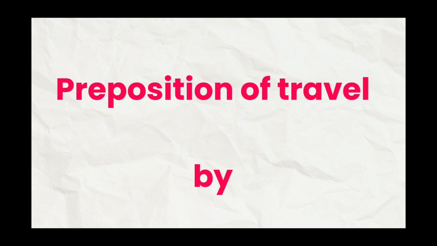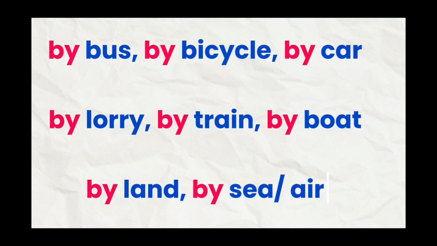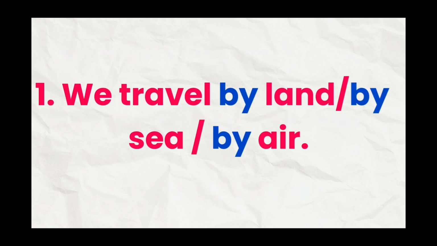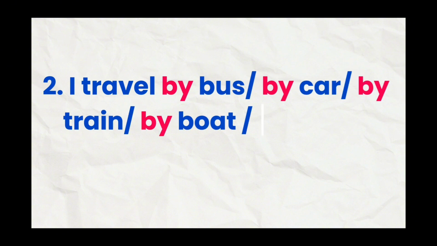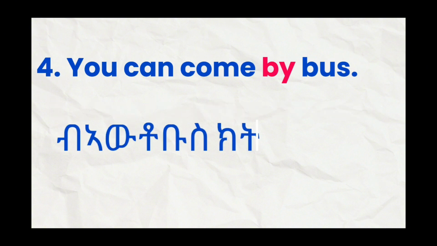Prepositions of travel. By. By bus. By bicycle. By car. By lorry. By train. By boat. By land. By sea or air. Example. 1. We travel by land, by sea, by air. 2. I travel by bus, by car, by train, by boat, by plane. 3. They traveled by bus. 4. You can come by bus.